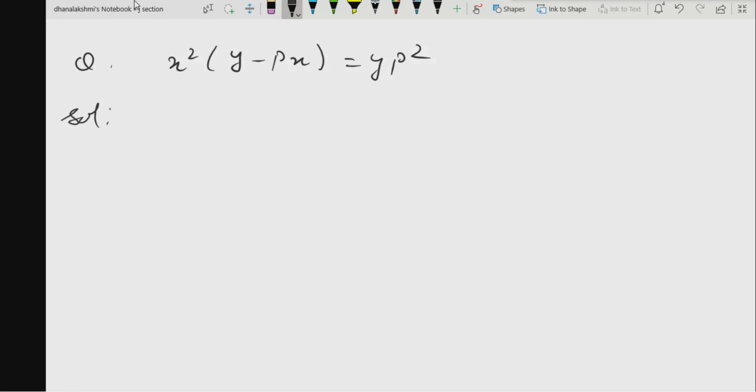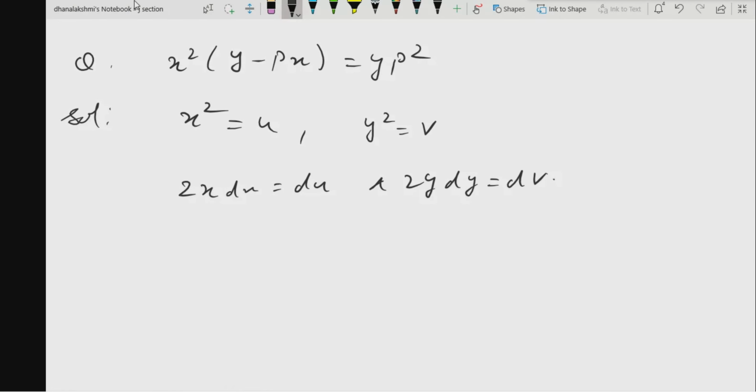So here, to convert this question into Clairaut's form, I'll write x square is equal to u and y square is equal to v. These values I will take. Now since I'm changing my x and y, p also needs to be changed. p is nothing but dy by dx only, na? So I will change that also. So I will have 2x dx is equal to du and 2y dy is equal to dv. Okay. So y by x dy by dx will be equal to dv by du.